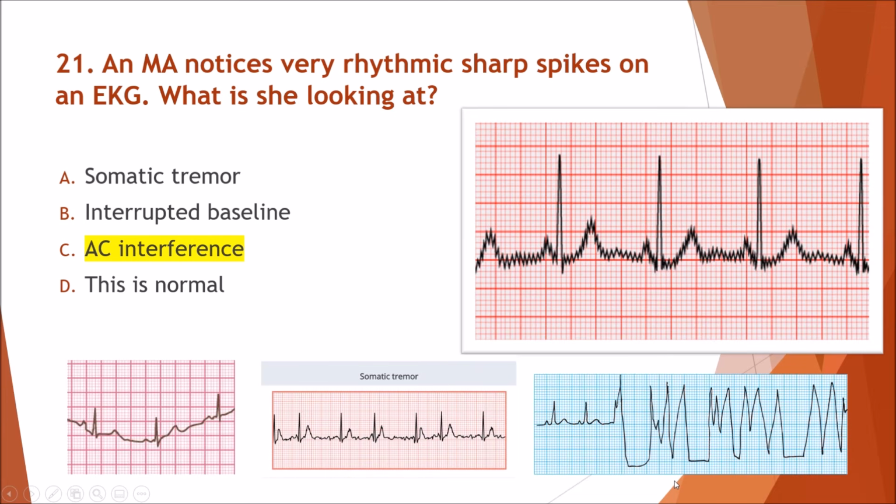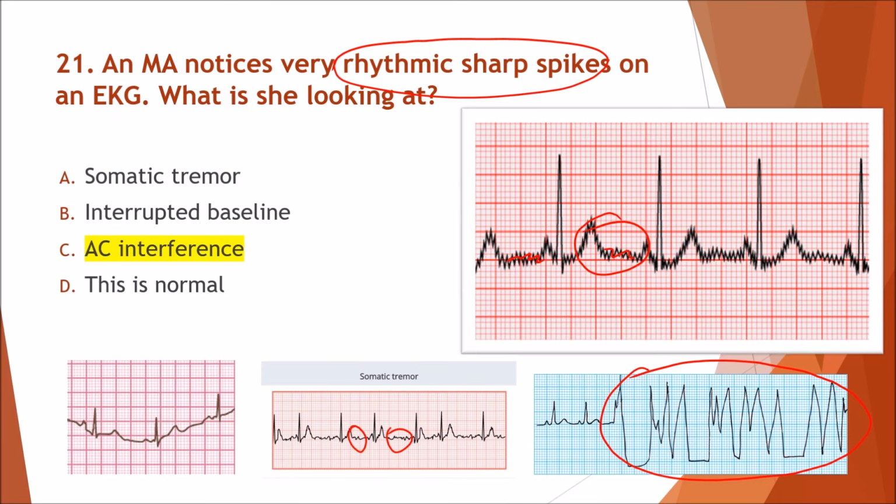All right, so I'm hoping that by now you really are getting these artifacts. In this case, these rhythmic sharp spikes. This is what we're referring to, and this is electrical interference, also known as AC interference. The somatic tremor is that random tremor, usually caused by movement. The interrupted baseline is this one, which is usually when an electrode comes off, and then the wandering baseline is this one, which is usually caused by some sort of breathing, sometimes movement.